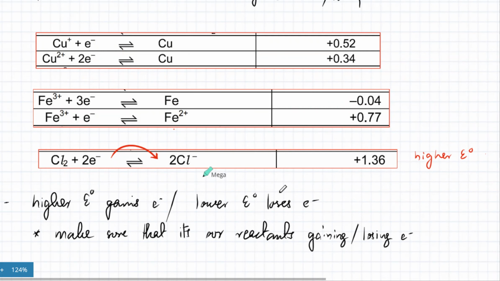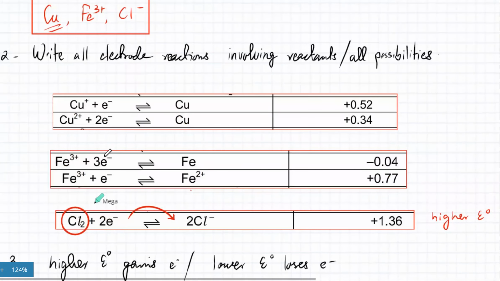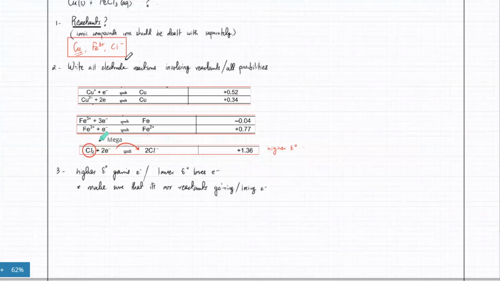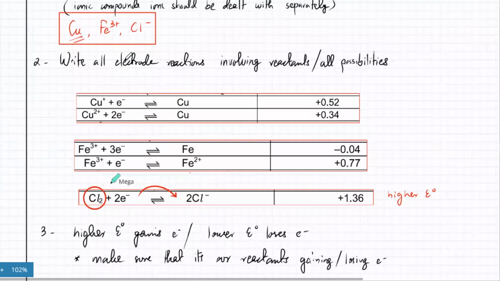But I'm not going to pick this equation. Why? Because if I were to pick this equation, then who's gaining electrons? It's Cl2 that's gaining electrons. And my problem is that if I look at my reactants, I don't have Cl2. Like over here, if I look at my reactants, I have Cl minus 1, but I don't have Cl2.